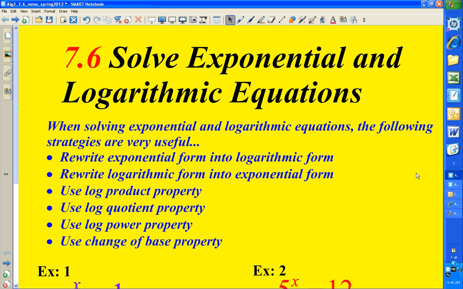Okay, so the difference between 7.1 through 7.5 and 7.6 really is that you're solving equations. We went through all those other sections, really simplifying or evaluating. Now you're going to be having an equation that you're solving. Some equations, you'll look at it and go, here's the answer. Other equations, you're going to have to apply one of these strategies or one of the other strategies that I throw at you in this section.